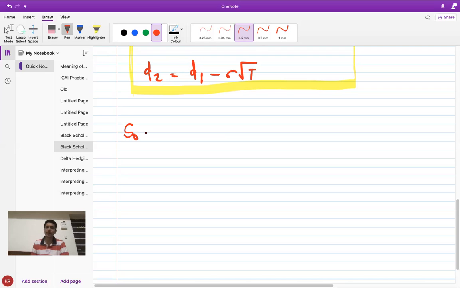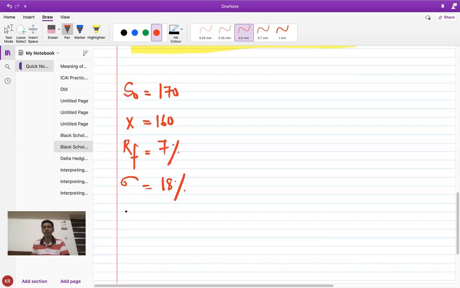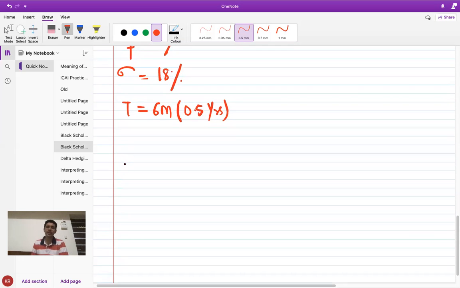So the spot price was 170, strike price was 160, RF was 7%, standard deviation was 18%, right? And time to maturity was 6 months or 0.5 years. Agreed? Now we start off with calculating D1. That is the first step.